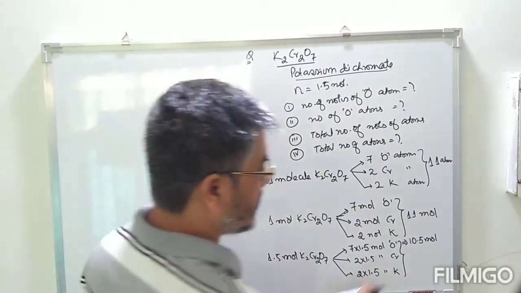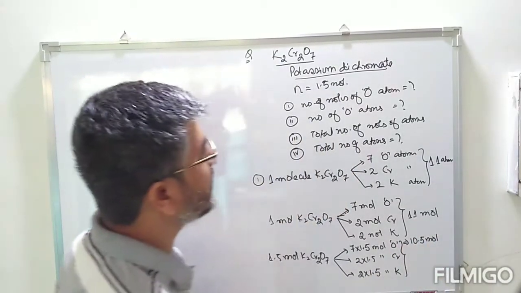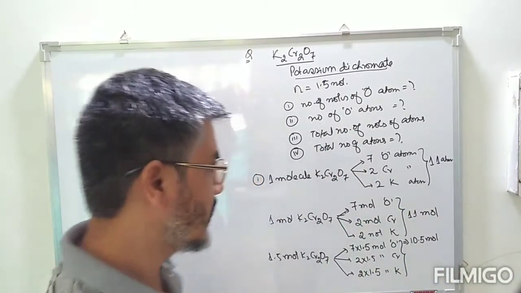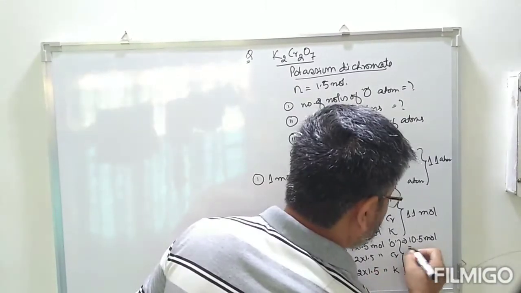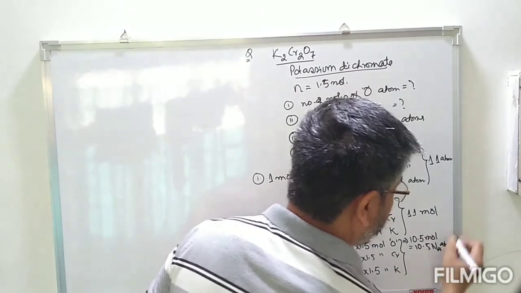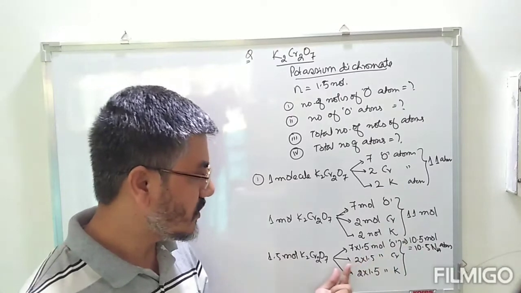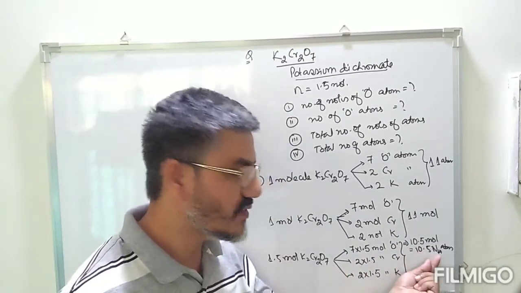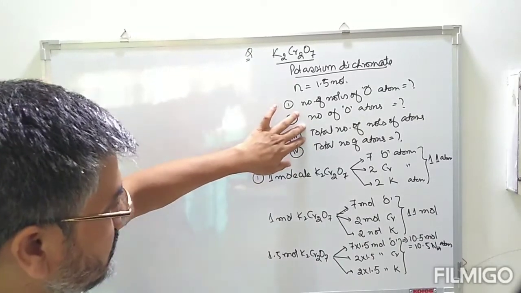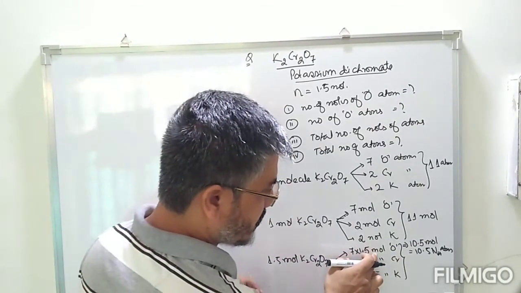If there are 10.5 mole of oxygen atoms, how many atoms are present? 10.5 into the Avogadro number of atoms. So the total number of moles of oxygen is 10.5, and the total number of atoms of oxygen is 10.5 into the Avogadro number.